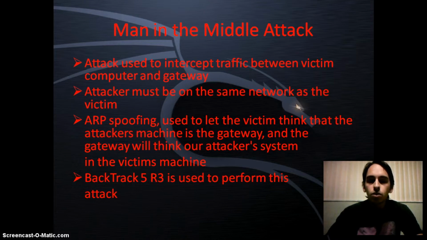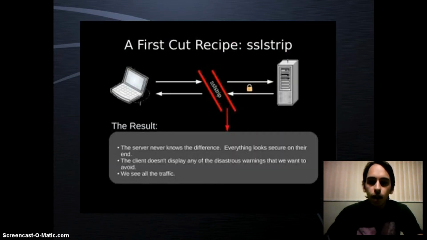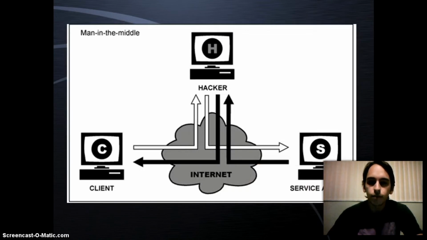BackTrack 5 R3 is used to perform this attack. As you can see in this picture, the laptop and the tower are being SSL stripped. The server never knows the difference. Everything looks secure on their end. At the user's end, they will not know the difference. The client does not display any of the disastrous warnings that we want to avoid. And we see all traffic. The attacker will see all traffic going through the end user's machine.